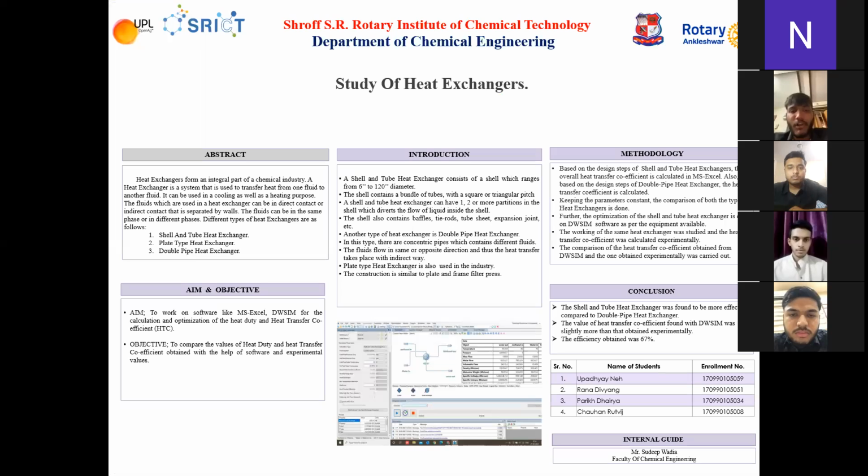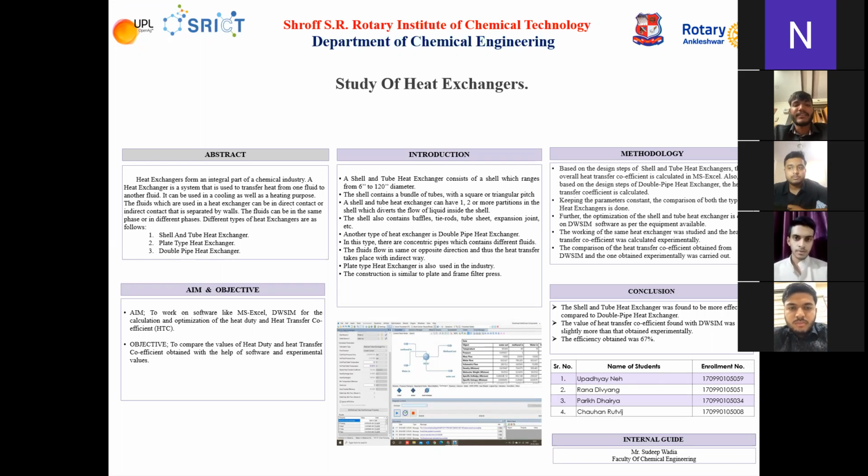Heat exchangers form an integral part of the chemical industry. A heat exchanger is a system that is used to transfer heat from one fluid to another fluid. It can be used for cooling as well as heating purposes. The fluids used in heat exchangers can be in direct contact or indirect contact, separated by walls. The fluids can be in the same phase or in different phases.